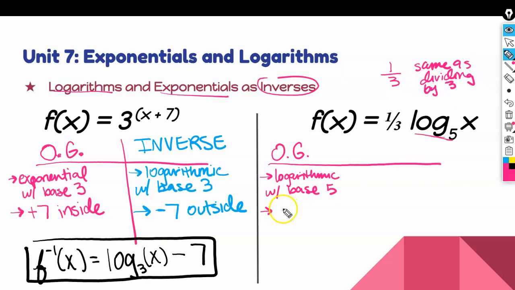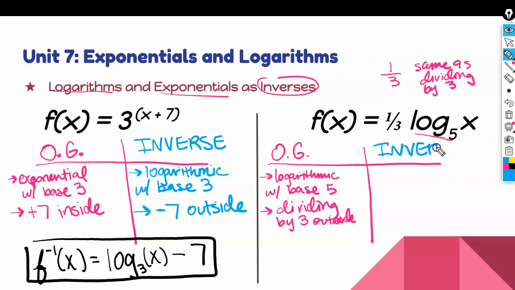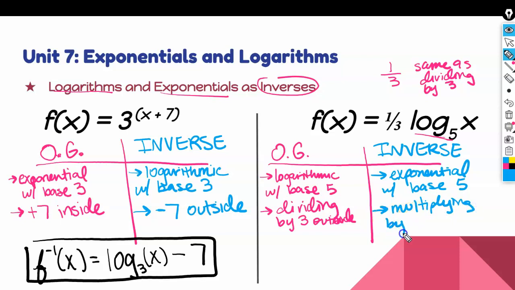because what I'm going to look for in my opposite is multiplying. Why can't I spell? Dividing by 3 outside is what that's supposed to say. So in my inverse, I'm looking for an exponential with base 5 and multiplying by 3 inside.